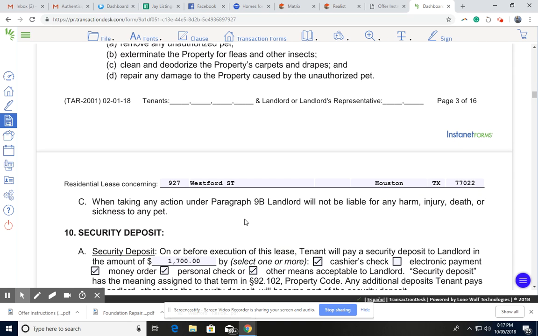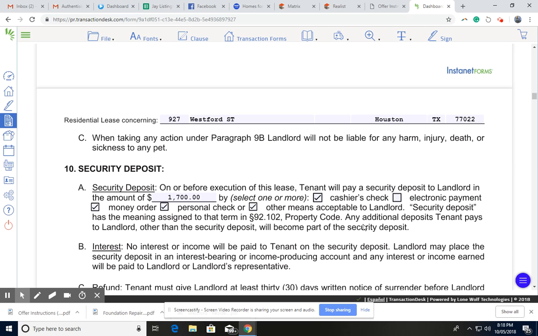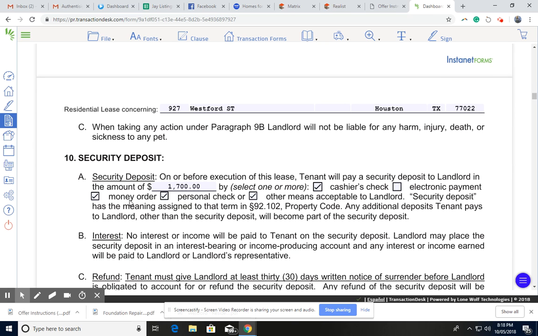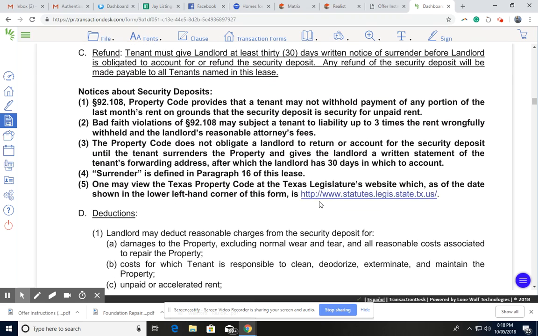So even if there's not a pet restriction, you still have to tell the landlord, hey, I got a dog. Okay, cool. That's going to cost you a $300 non-refundable deposit, and it's $25 extra a month per pet. The security deposit, for the most part, is always the same amount as the rent amount. And again, it can get paid in cashier's check, personal check, money order, or anything that was agreed upon by the landlord and the tenant.